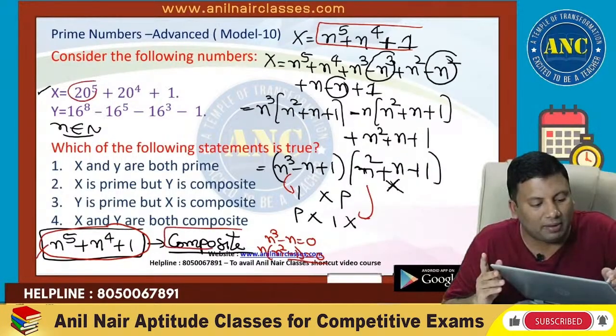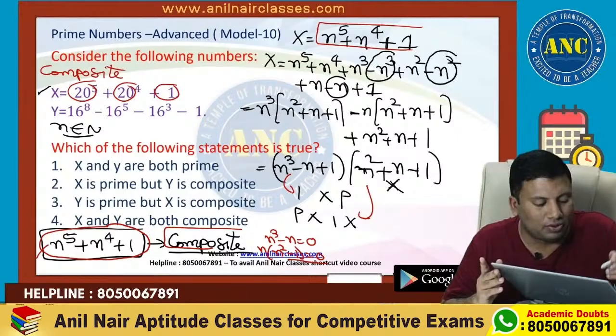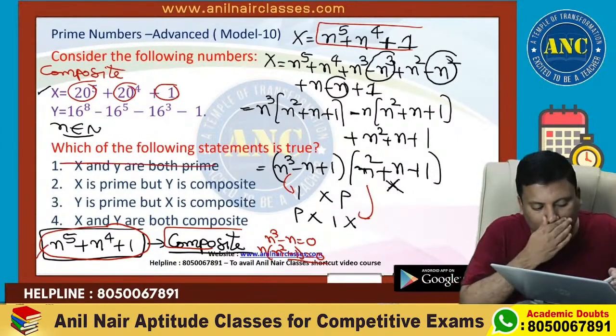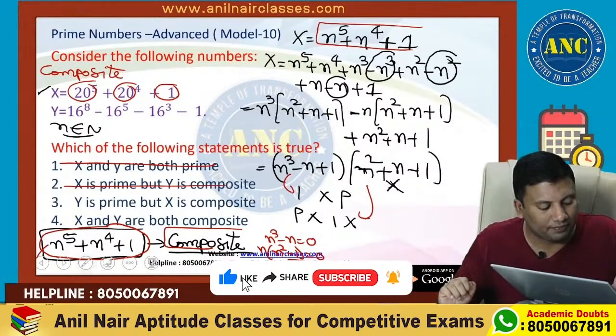n^5 + n^4 + 1 is a composite number. So x is a composite number. x cannot be prime. First and second are out.